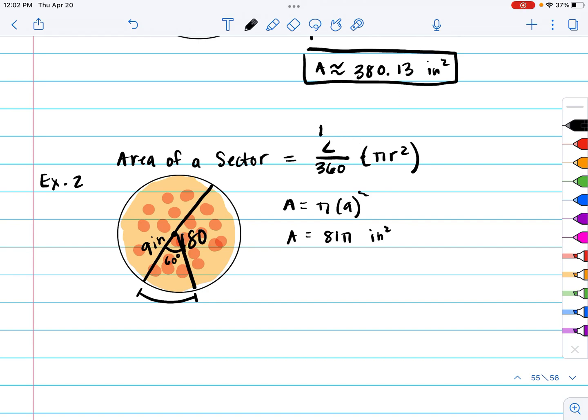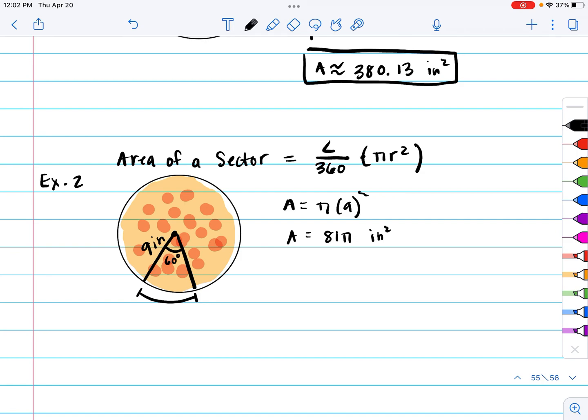Then I also said, what if I talked about 1/4 of the pizza, right? 1/4 of the pizza is 90 degrees. 90 degrees is the 1/4, and you take 1/4 of that value. But if it's 60 degrees, then we would just take that 60 and plug it in for this angle.